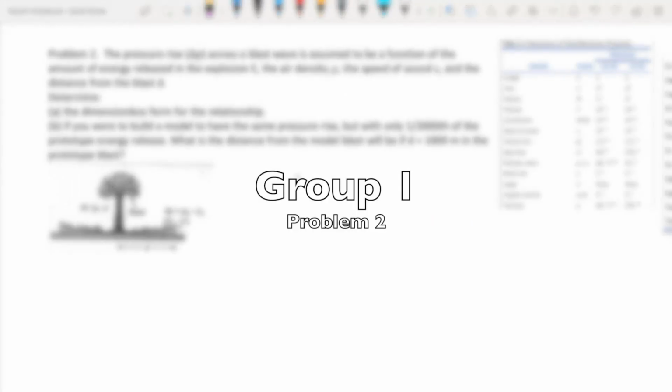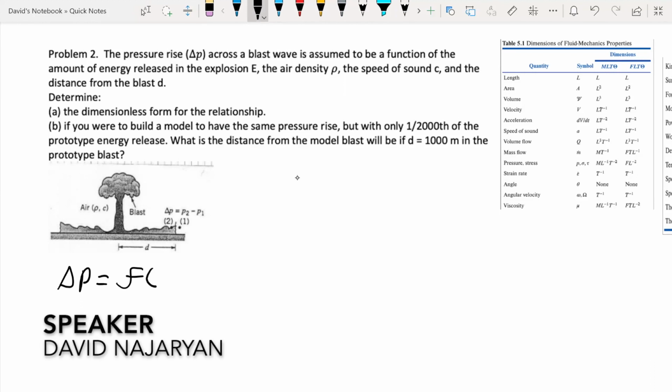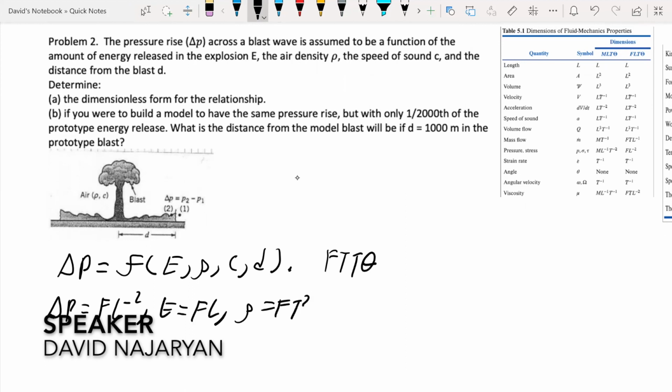Hello, we're group 1 and I'll be answering question 2. First off, the question states that change in pressure is a function of energy, density, speed of sound, and the distance. For this problem, I'll have the basic units in the FLT format. So delta P is force over length squared. Energy is force times length as well. Rho is force times time squared over length to the fourth. Speed of sound is velocity, so it's length over time. And distance is in length.